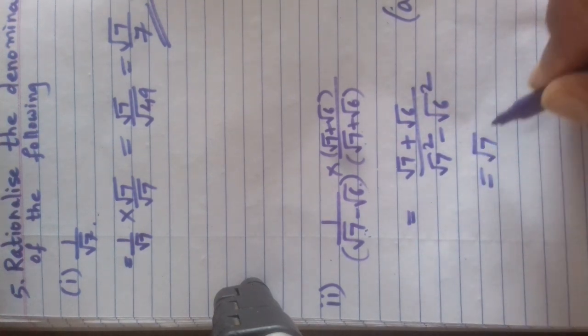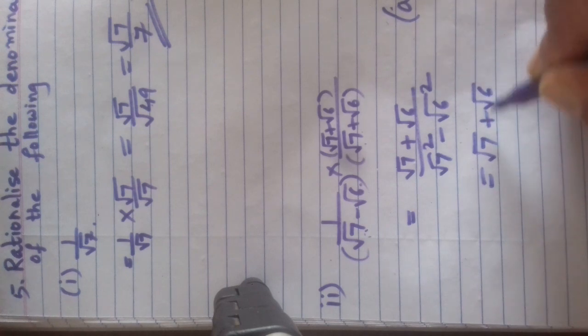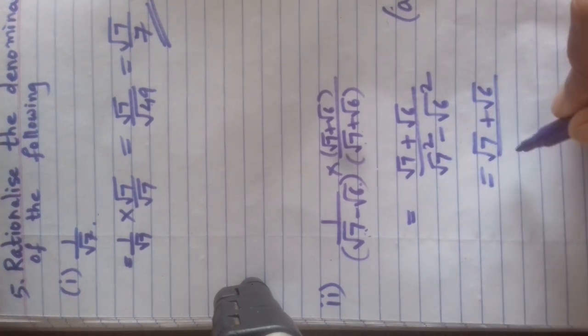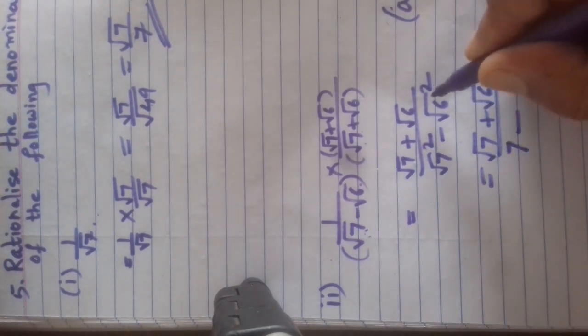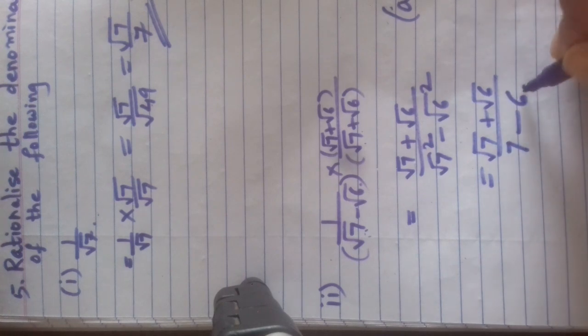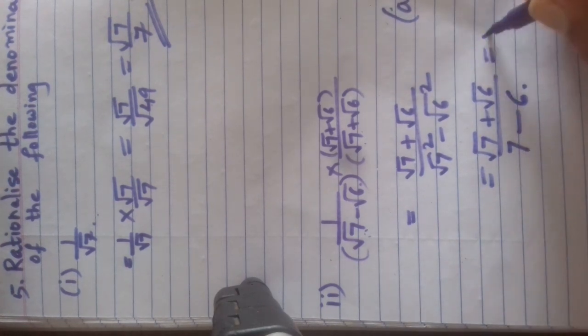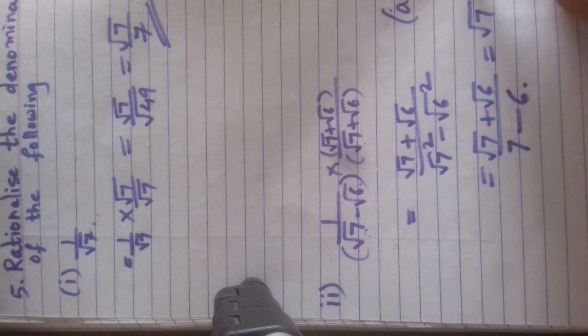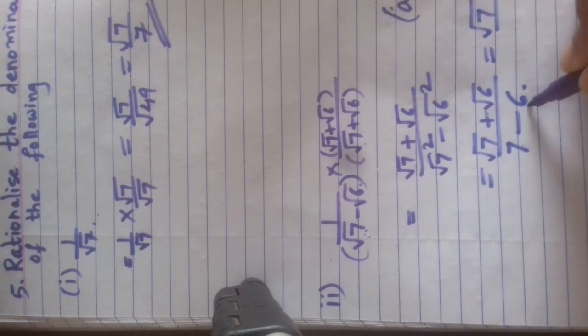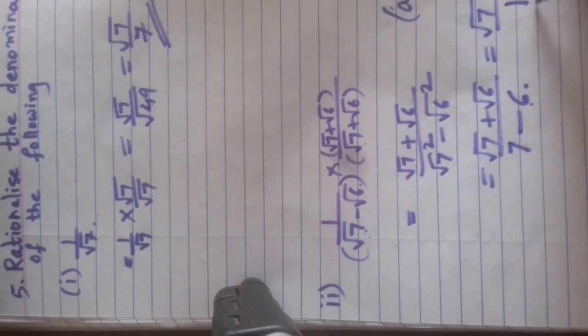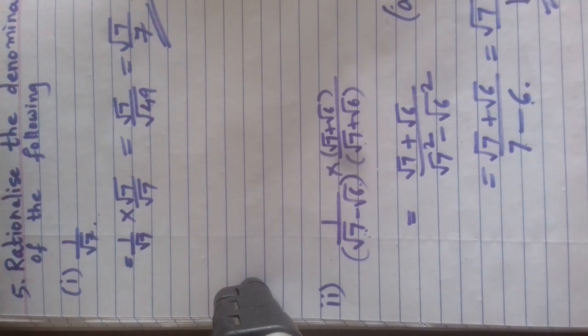So numerator remains same, root 7 plus root 6. Square root goes, what remains? 7. Square root goes, what remains is 6. So root 7 plus root 6 over what is 7 minus 6? 7 minus 6 is 1. So root 7 plus root 6 is the final answer.